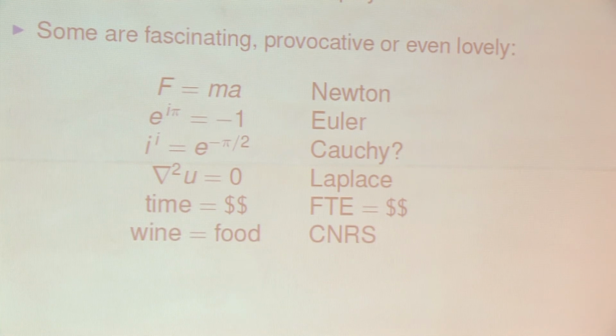Here's another one. This is for Andre. This equation, that wine is equivalent to food, is governed by the CNRS. This is roughly the French equivalent of the National Science Foundation. And this works because if you have a grant and you take someone out for dinner, you can charge wine to the grant. That's true, right? You can't do that in this country.